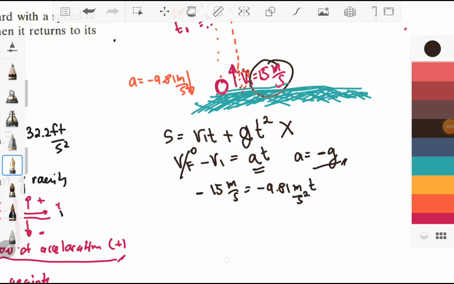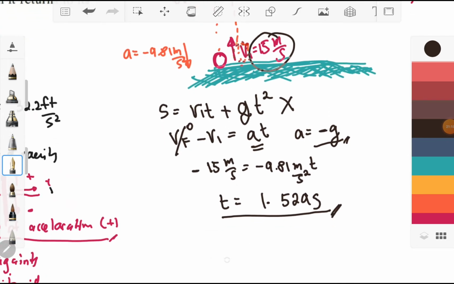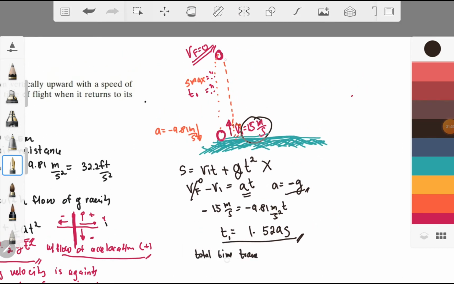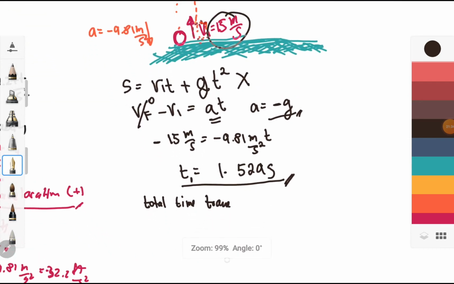So therefore our t is just equal to 15 divided by 9.81. Using your calculator, we have a value equal to 1.529 seconds. Okay? That is your T1. Take note that the total time of travel, with this kind of problem, is equal to 2T1.